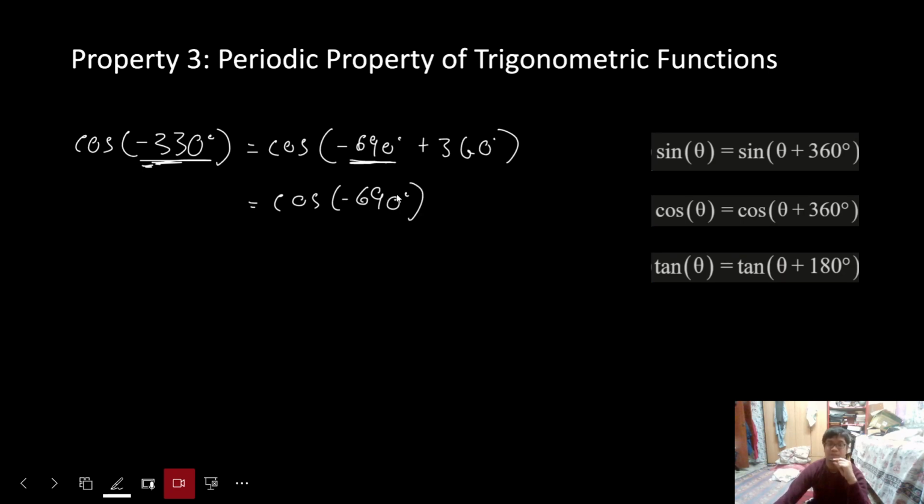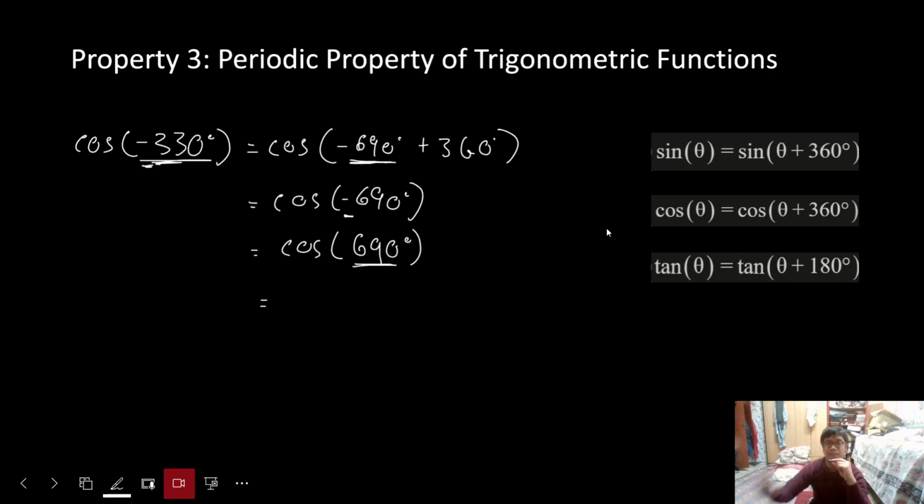Now, here, we can apply even and odd functions. We have a negative angle here. We can just remove that, and we will have cosine of 690 degrees. Remember, for even and odd trigonometric functions, if cosine of negative theta is given, then it is equal to cosine theta. Now, the angle is big here, 690 degrees.